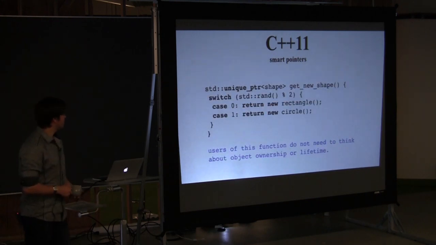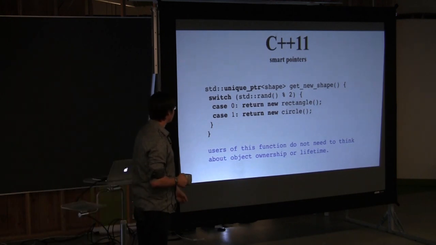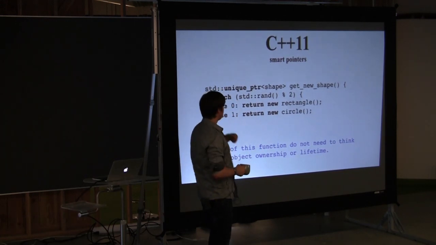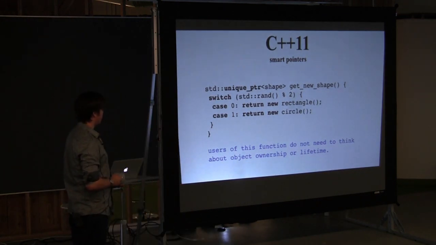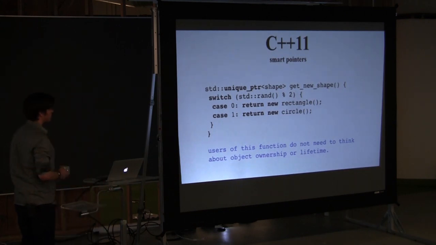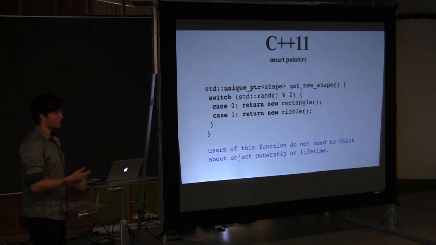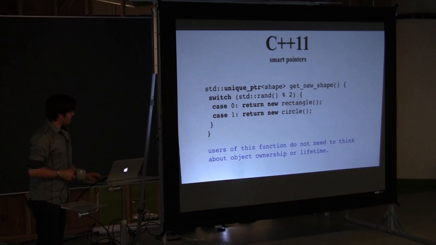Right, maybe the more useful example would be, no typos here, a function that's called getNewShape, and we roll a die and sometimes return a rectangle and sometimes a circle, and obviously they both derive from shape. So we want the caller of the function to be responsible for deleting our shape. This will, without any ambiguity, tell the caller that you are responsible for it, and in fact the caller doesn't have to do anything about it either. That's a good use for unique pointer.